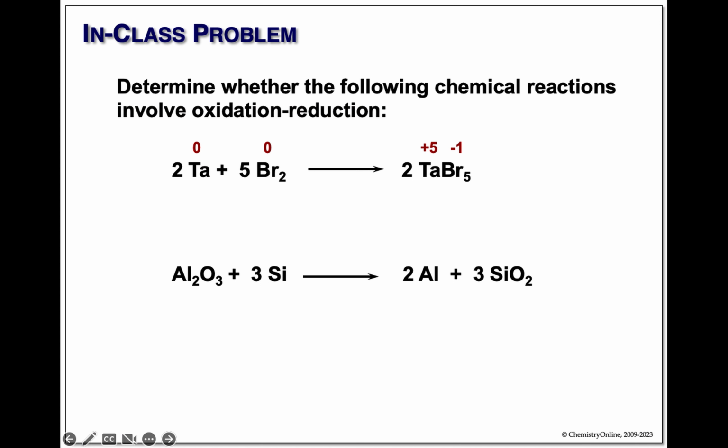So, tantalum has gone from 0 to +5. Does that mean it gained electrons or lost them? It means it had to lose 5 electrons. Oxidation is the loss. Therefore, this has been oxidized. Bromine gained an electron. It has been reduced.